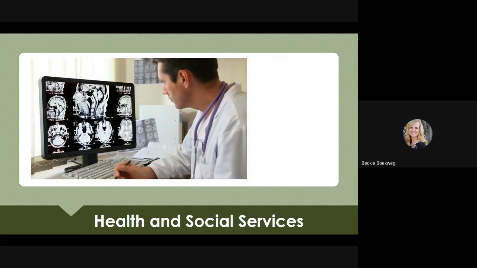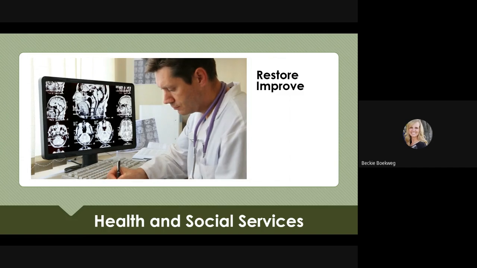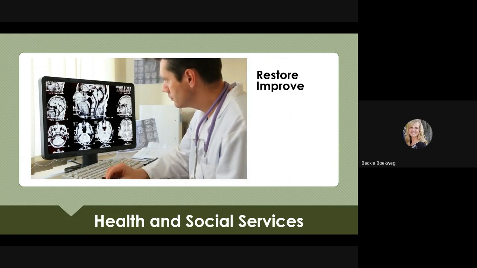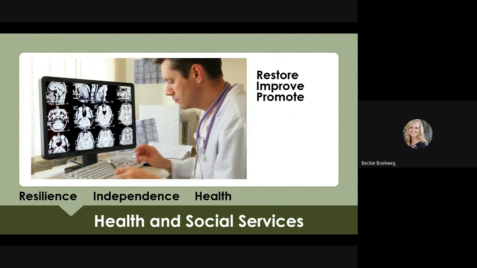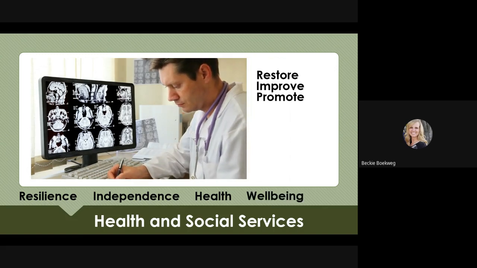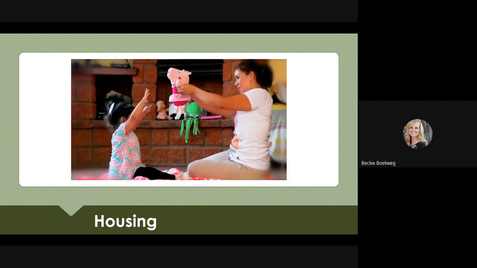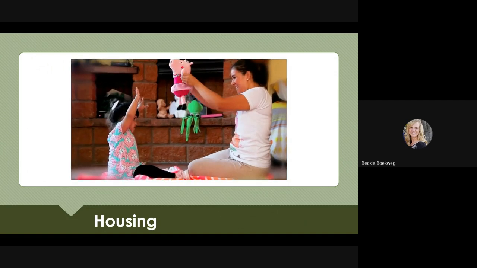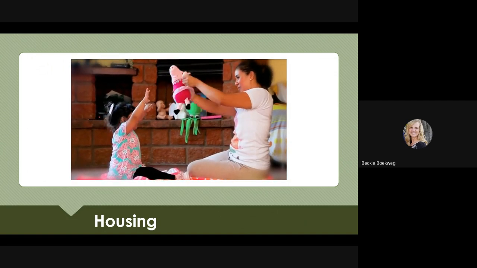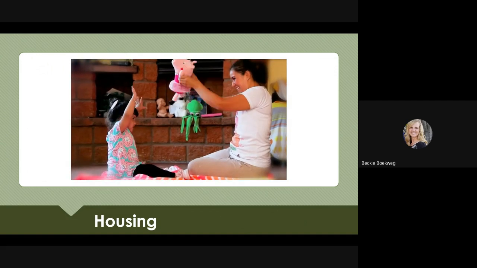Fifth is health and social services. It is to restore and improve health and social services networks and promote the resilience, independence, health, including behavioral health, and well-being of the whole community. Sixth is housing. The objective is to implement housing solutions, short, intermediate, and long-term, effectively supporting the needs of the whole community and contributing to its sustainability and resilience.